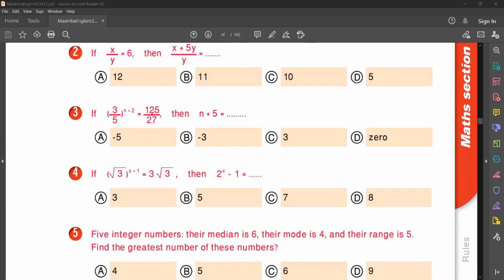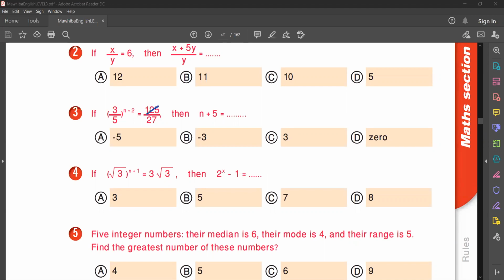Okay, how do we analyze this? How do you put this number in power? 125, how do you write it in power? What do you think? Can you write in chat? Okay, can you write the answer?